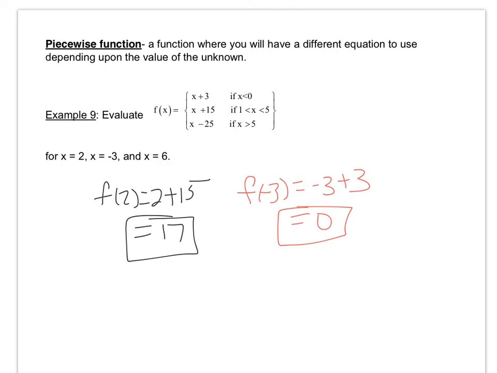X equals 6. Is that less than 0? No. Between 1 and 5? No. Greater than 5? Yes. So we're using x minus 25. So you get f of 6 equals 6 minus 25, which is negative 19. So there are all three of our answers.